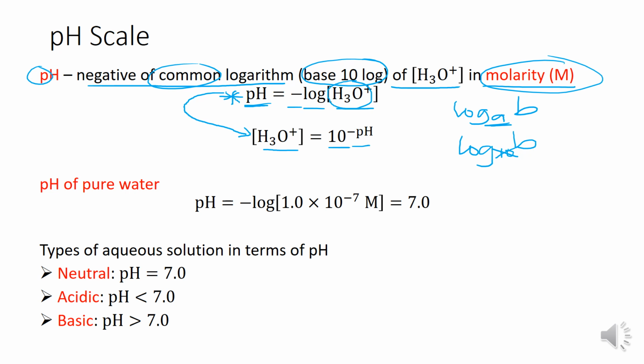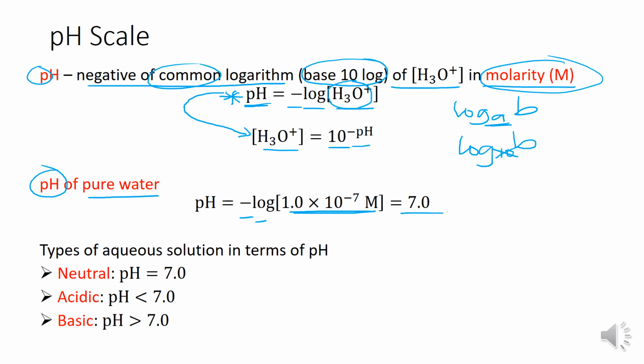Now, in the previous slide, we said that the concentration of hydronium ions in pure water is 1 times 10 to the negative 7 molarity. So if we need to get the pH of pure water, we write negative log of that concentration. And if we input that in the calculator, we should get exactly 7.